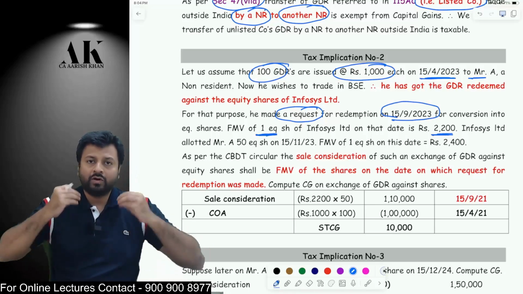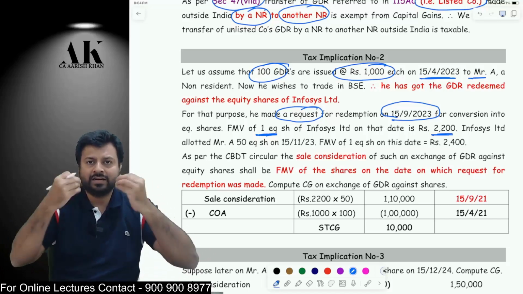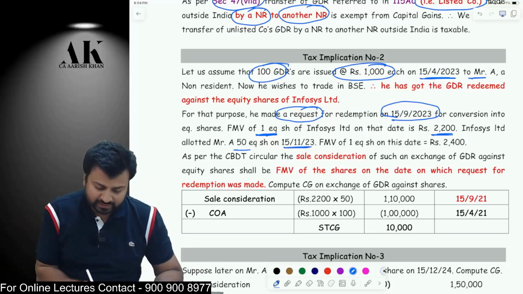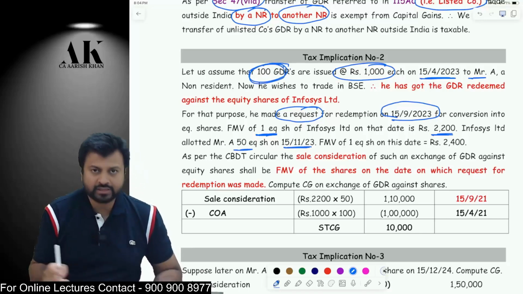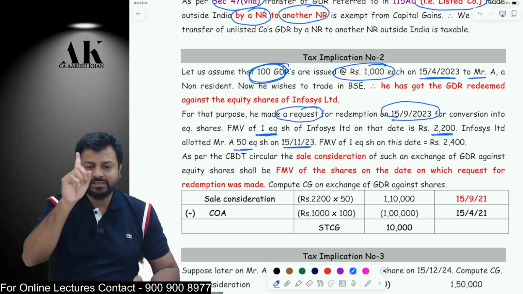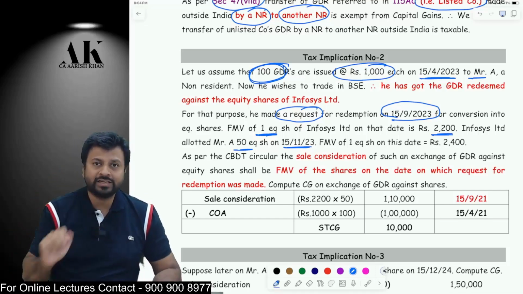Okay. Now, what is happening? I'm making a request. After that, Infosys is fulfilling that request. And on 15th of November, Infosys is giving me 50 shares in exchange of what? In exchange of 100 GDRs. Whether it will be a taxable transfer or not. I am giving GDR, taking shares. Yes, it is a taxable transfer because exchange also amounts to transfer.